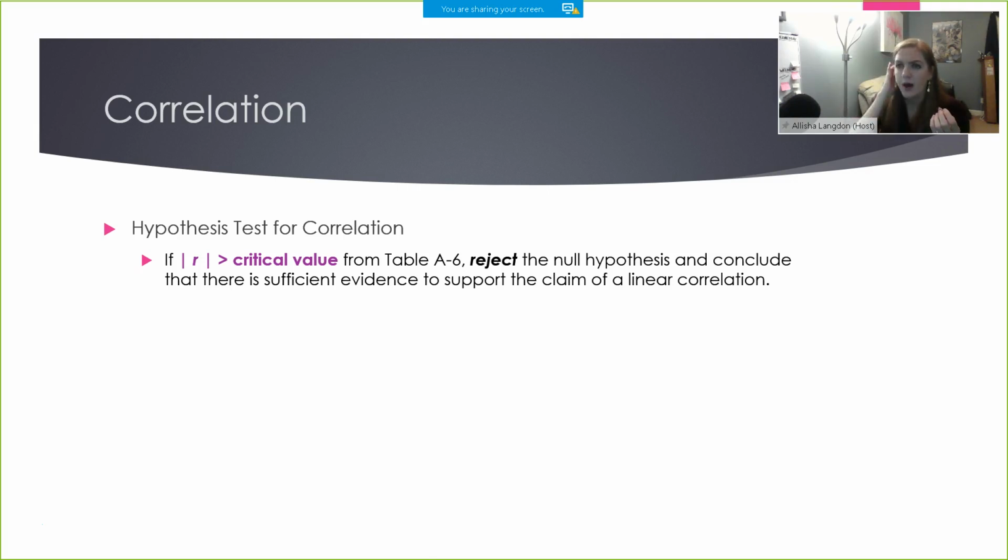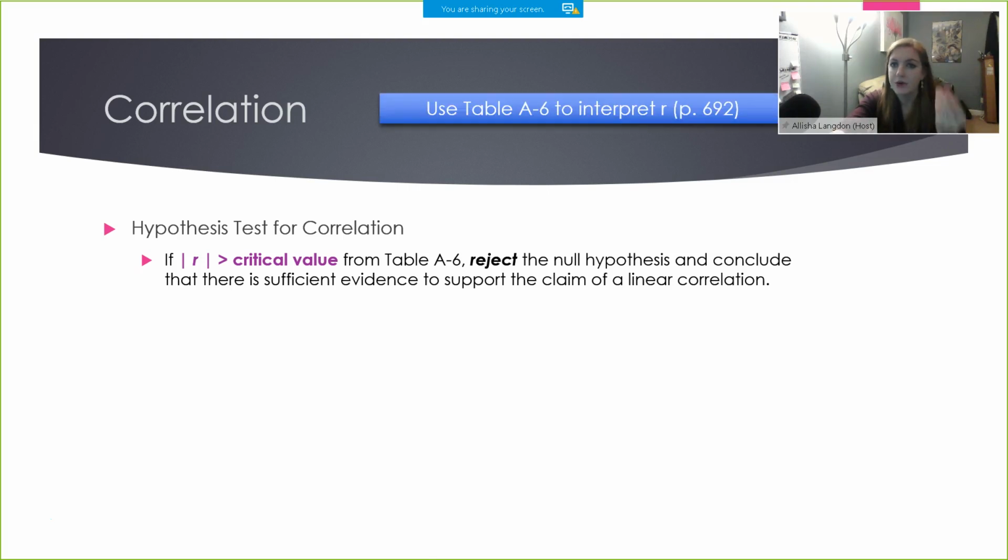This ties back to last week. Remember when we were trying to find our test statistic and our critical value and compare it? It's similar, but it's actually easier this week. Yay! Maybe? Okay. So what you're going to do is take your R value, which you calculated using the correl function in Excel, and compare it to your critical value. Your critical value is going to be found by going to page 692 in our textbook. This is the only time I will ever tell you to use your textbook, but there's a table in there we do need. It's called table A6, and we need it to interpret R.